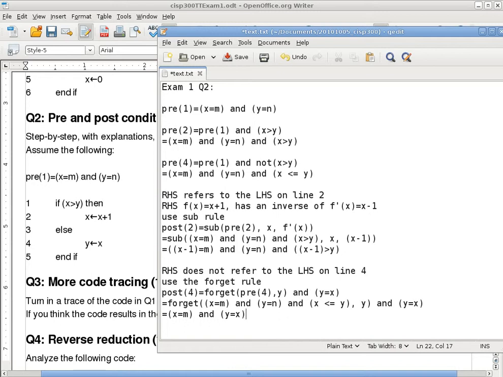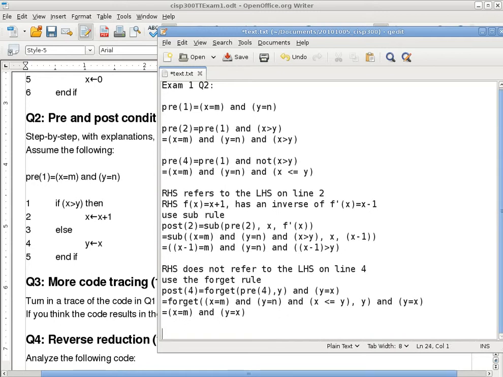Yep. Could that not also be simplified a little bit further? Sorry? The last statement, couldn't it be simplified to y equals m? You could say that too. But there's no need to simplify it. This is just fine. If you simplify, that's fine. I won't take any points off, but I won't add any points either.